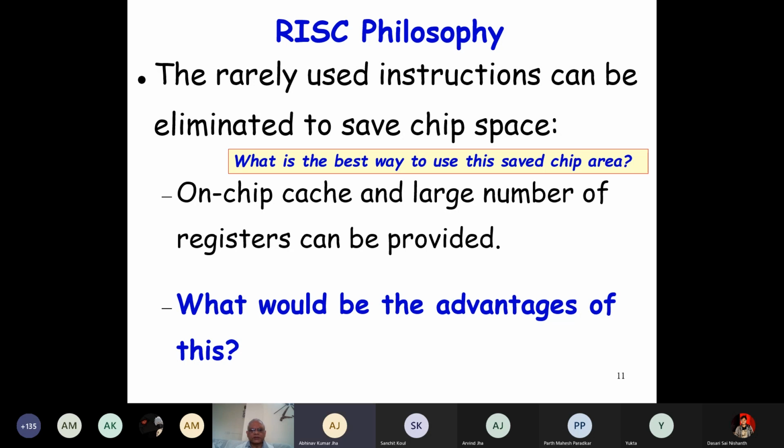Now let's see what the characteristics of a RISC processor are. In the RISC processor, yes, Abhinav? Sir, why did they use memory to memory addressing? Yeah, see, the memory to memory addressing was used because it was necessary to reduce the program size.